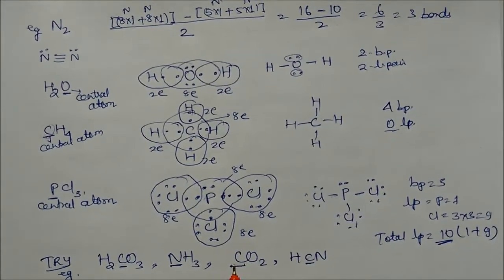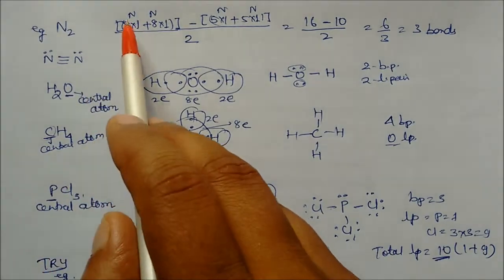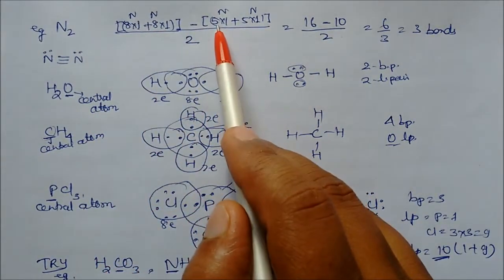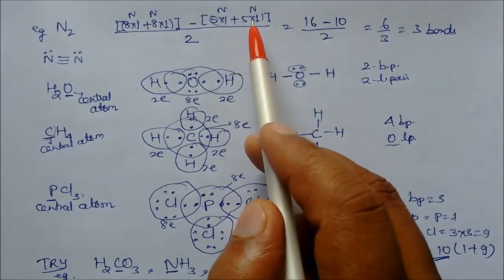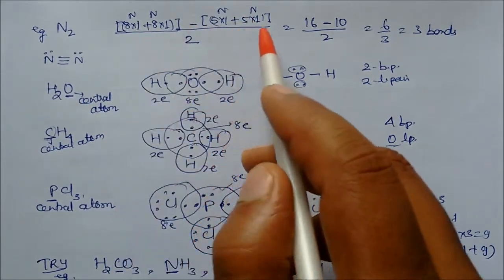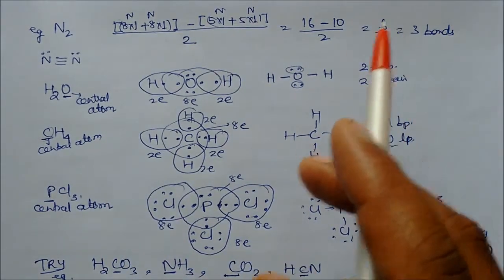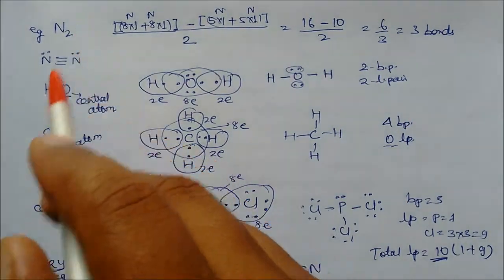Now we can see for nitrogen, the N2 molecule. Each nitrogen has 8 electrons in the octet, minus the valence electrons of 1 atom, valence electrons of 1 atom. So add it, 16 minus 10 divided by 2, so we get 6 by 2, 3 bonds. So the number of bonds between the atoms of the molecule is 3.